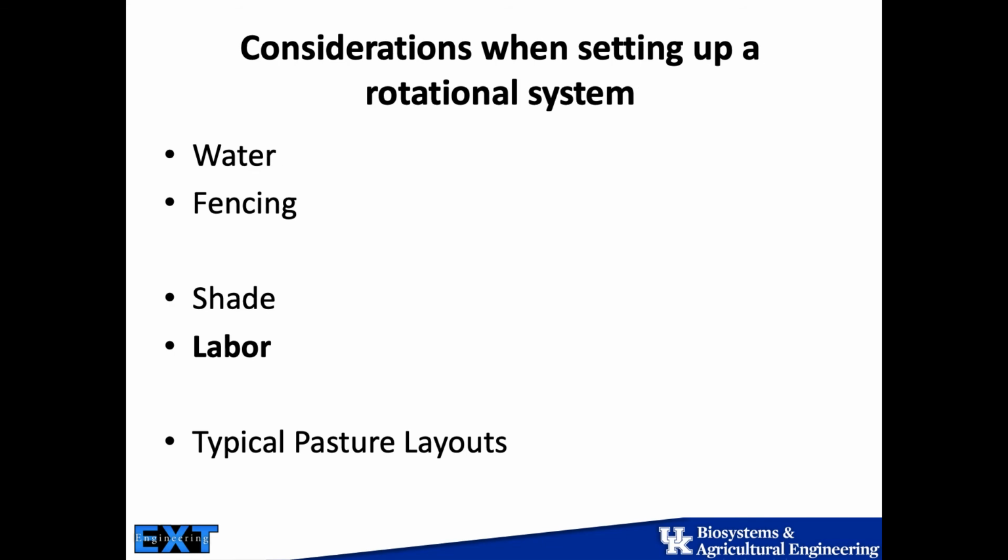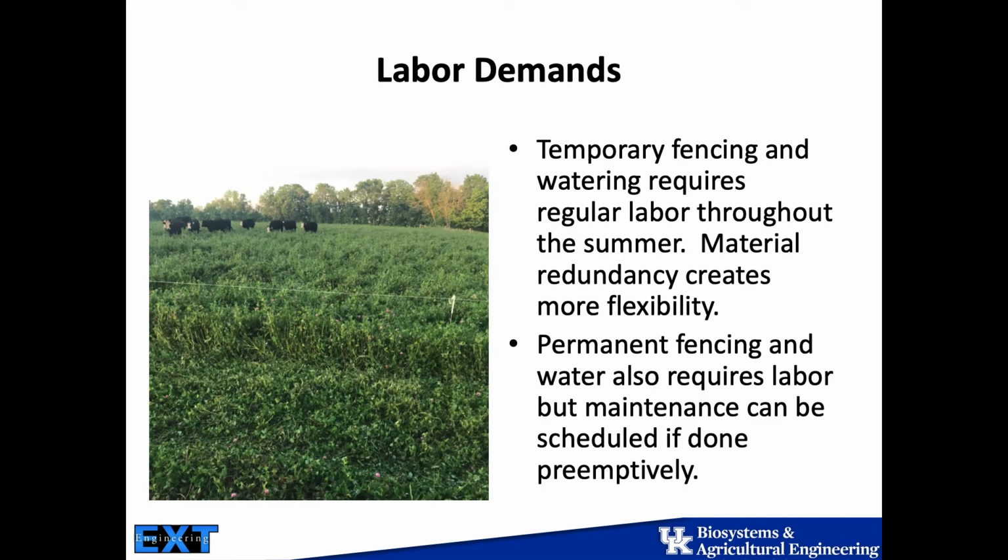The other thing I just want to touch on briefly, and then we'll do a couple layouts because I think they're fun, is our labor demands on the farm. Temporary fencing and watering systems require very regular labor throughout the summer. For some people, that is a challenge if they work off farm. So for some people, making a flexible system work means they have to have material redundancy. They have to have multiple lines of fencing so they can set them up based upon their work schedules. And that's what actually creates the flexibility on these rotational systems.